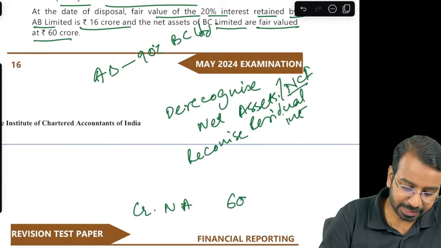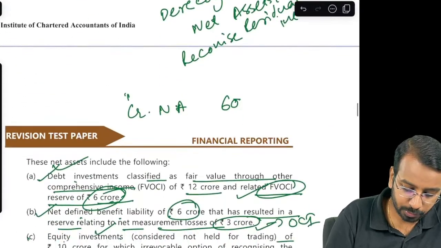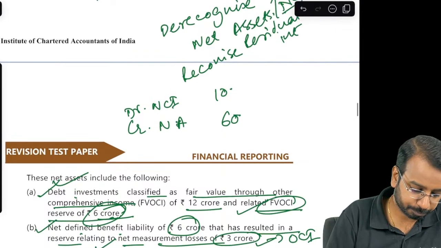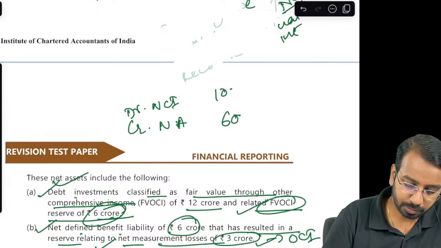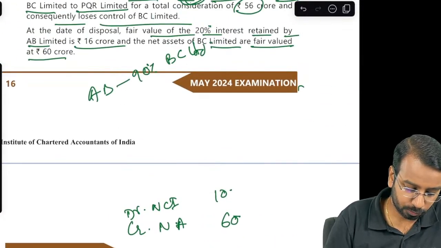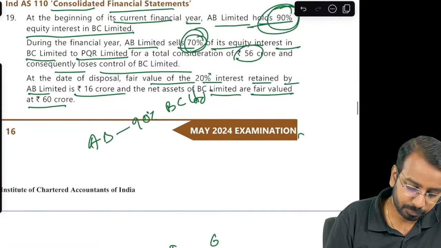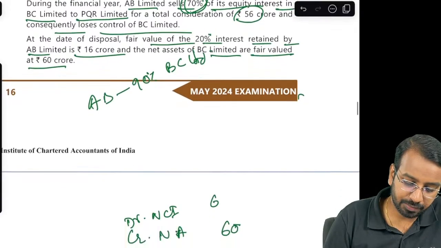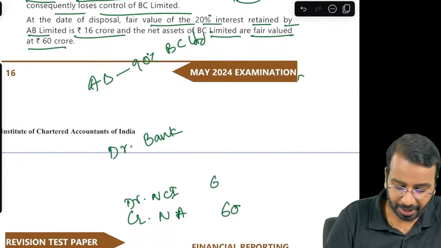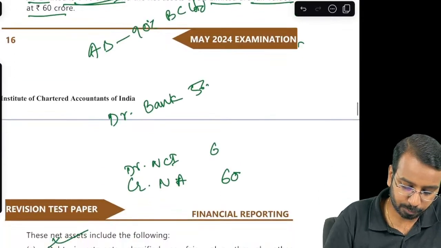You will de-recognize NCI. What is NCI? NCI is 10%. So you will debit NCI by how much? By 10 crores, sorry, not 10 crores, 10%. So that is 6 crores. Okay. Then you have received a consideration of 56 crores. So debit bank 56 crores. You will retain 20% interest at 16 crores.